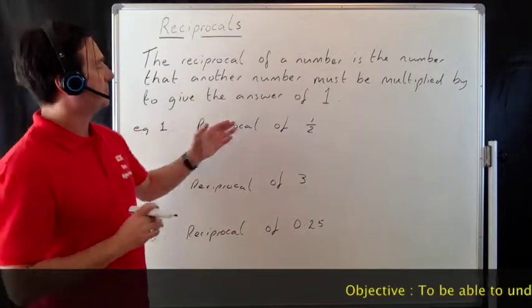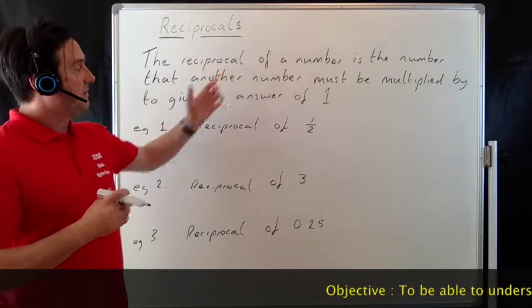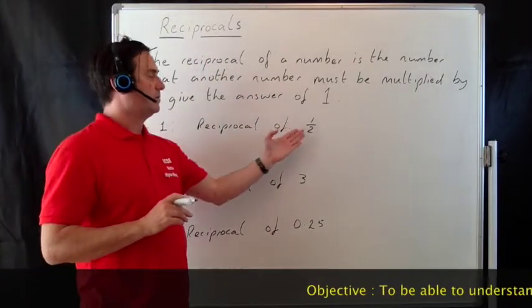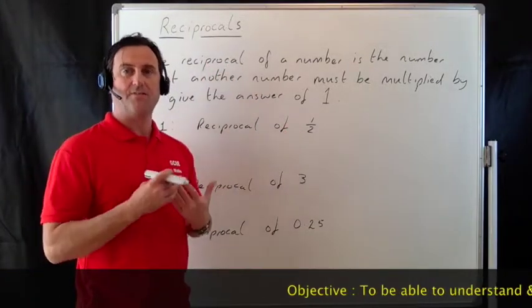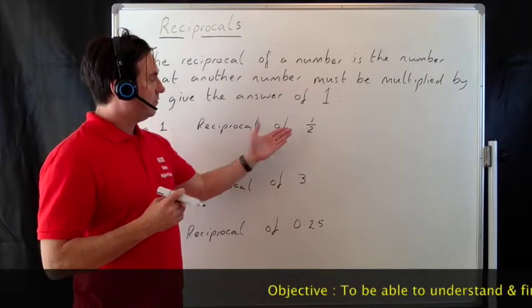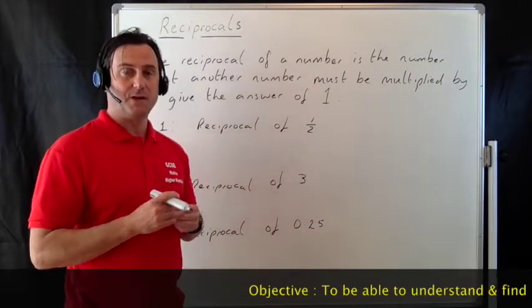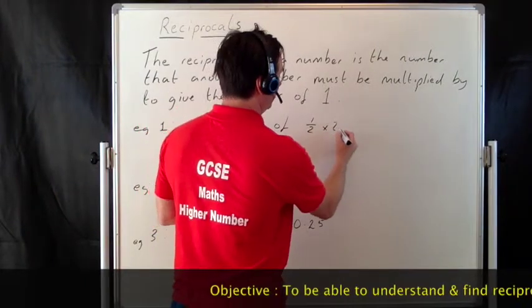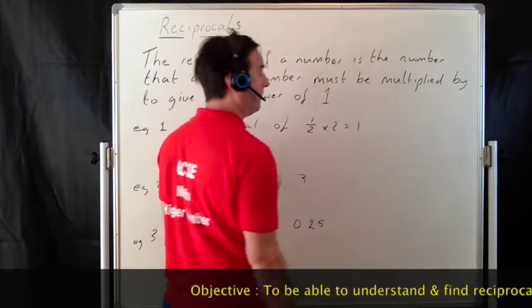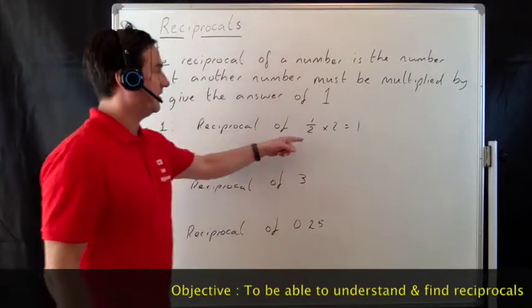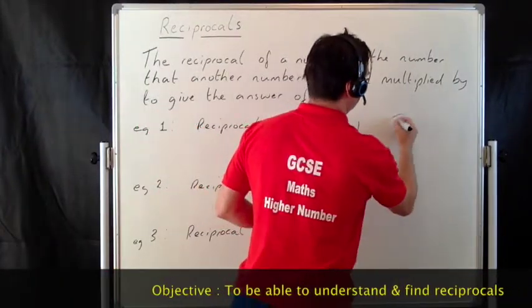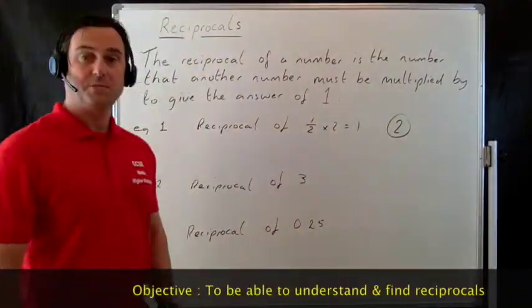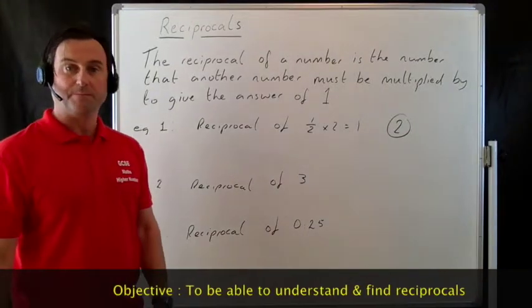Okay, example 1, the reciprocal of a half. Well, what this is basically saying is, what do I need to multiply a half by to give me the answer 1? Well, 2 times a half gives me 1. There's 2 halves in 1. So if I times a half by 2, I get 1. So the reciprocal of a half is the number 2, because 2 times a half gives me 1.